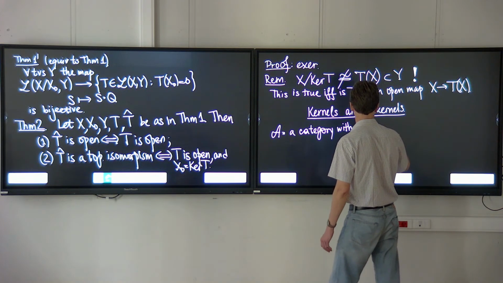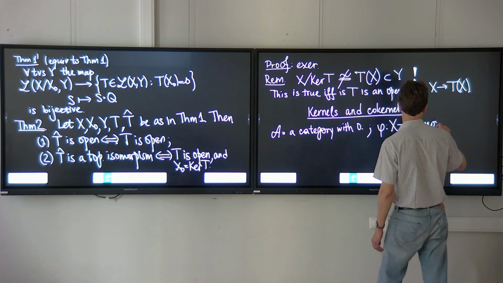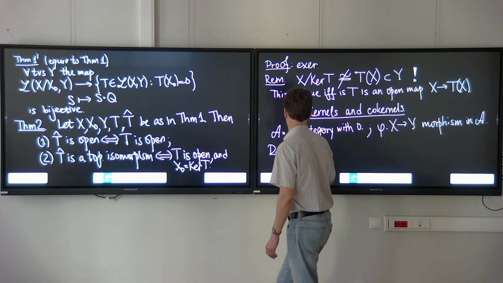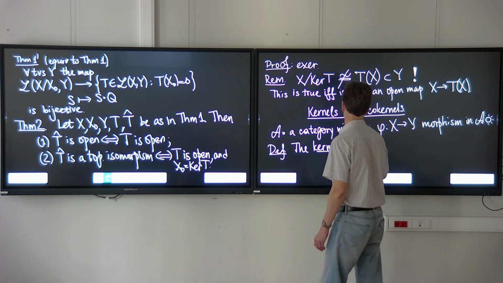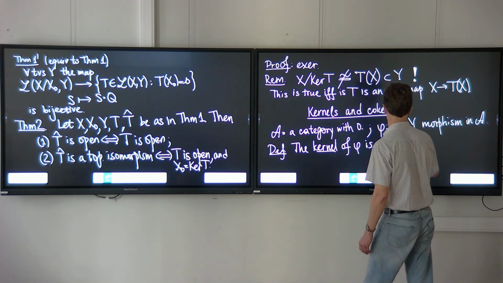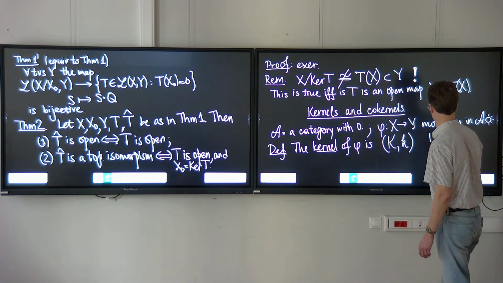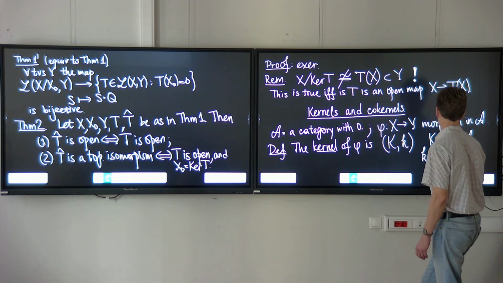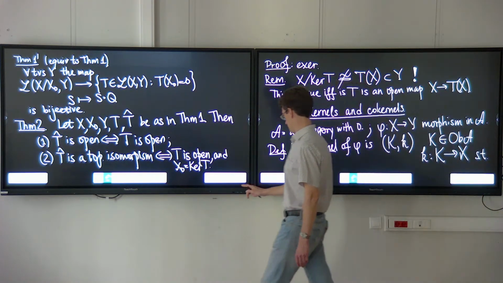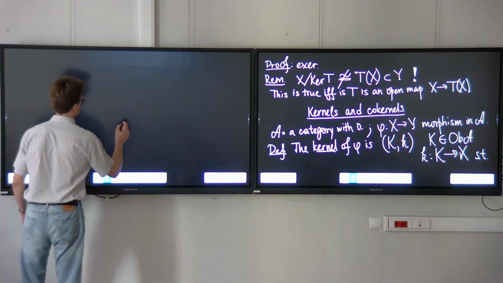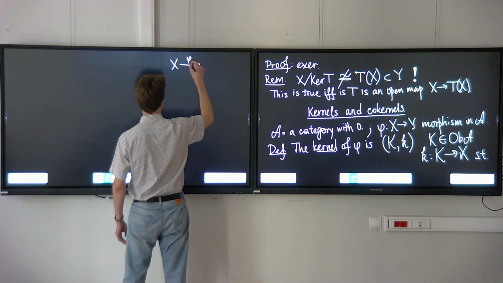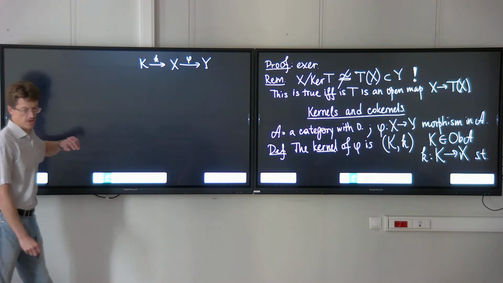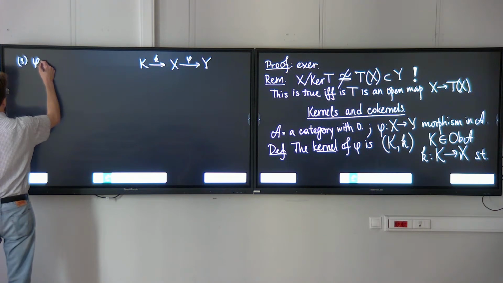And suppose that phi is a morphism in our category A, phi from x to y. Then, by definition, the kernel of phi is a pair consisting of an object big K and a little k, which is a morphism from big K to X, such that this pair satisfies the following conditions. Let me draw a picture. So this is phi, this is K, this is little k. So first of all, the composition of these two arrows is 0. Phi composed with k is 0.